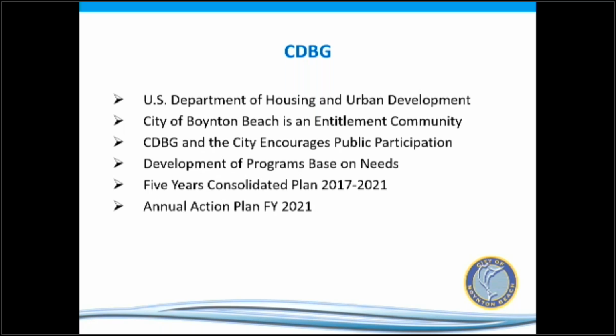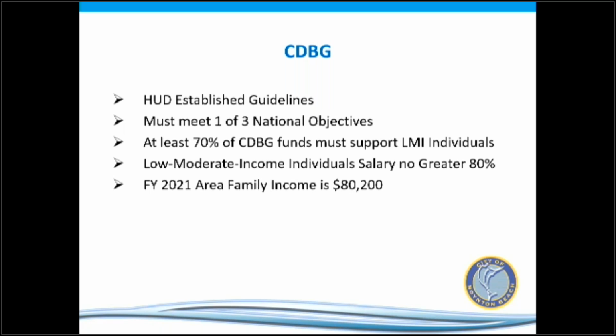We're going to talk a little more about the needs of that 5-year consolidated plan that is going to end at the end of this fiscal year 2021. And now we are talking about the annual action plan for the fiscal year 2021. That one is going to start at the beginning of October 1st, and it's going to go all the way to September 30th of 2022.